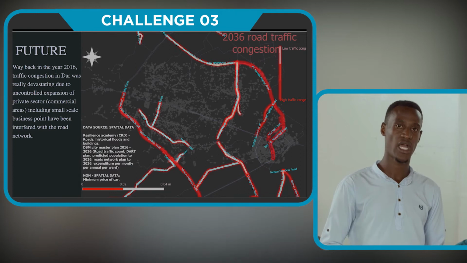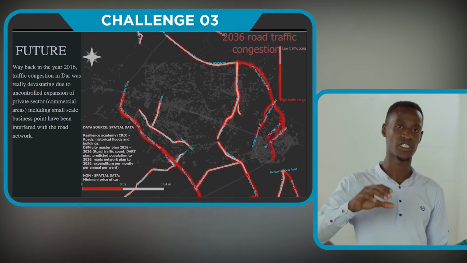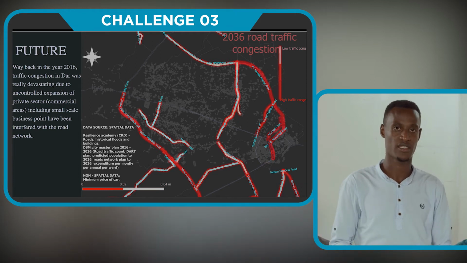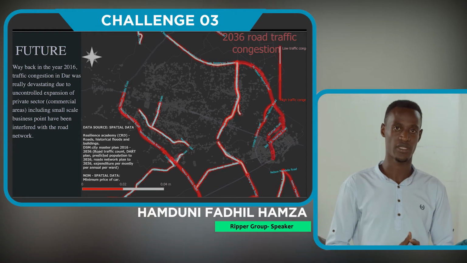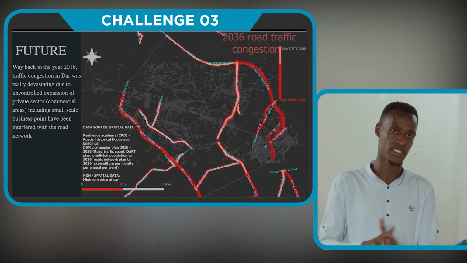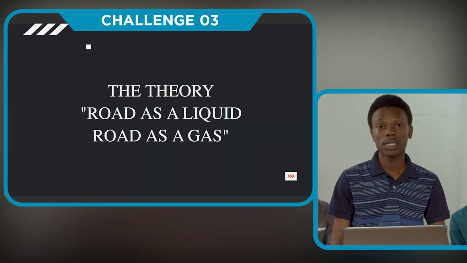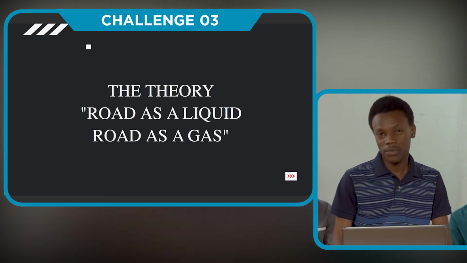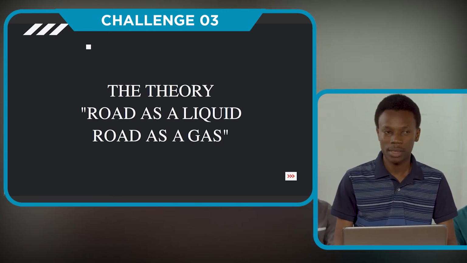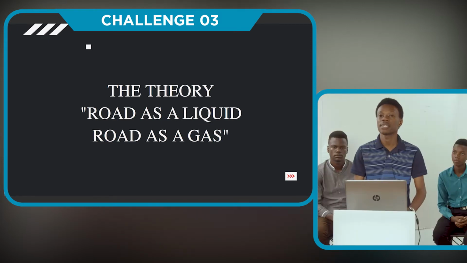We have projected, according to the Dar es Salaam City Master Plan 2036, that there will be high traffic congestion in areas within the city due to the rapid transport construction, which will tend to minimize the road parking system, hence being another cause of traffic congestion. Consider our theory: load as a liquid, load as a gas. If you are a molecule of a gas, you will move in a space in a scattered way. Rather, if you behave like a liquid, you will move to occupy the available space.